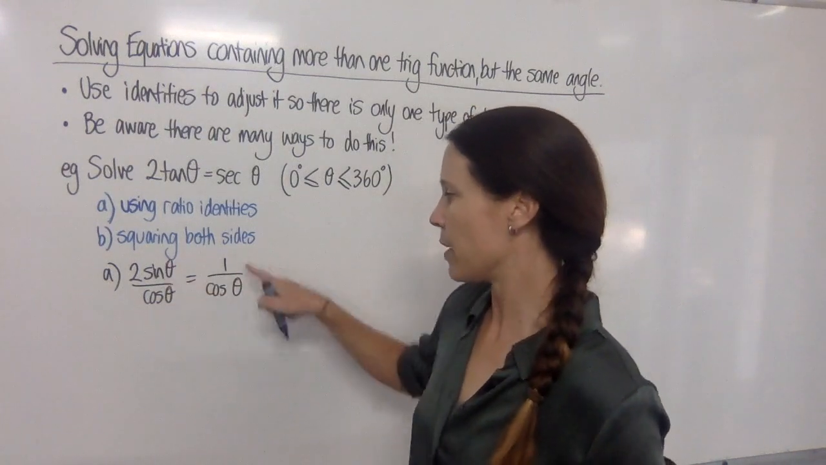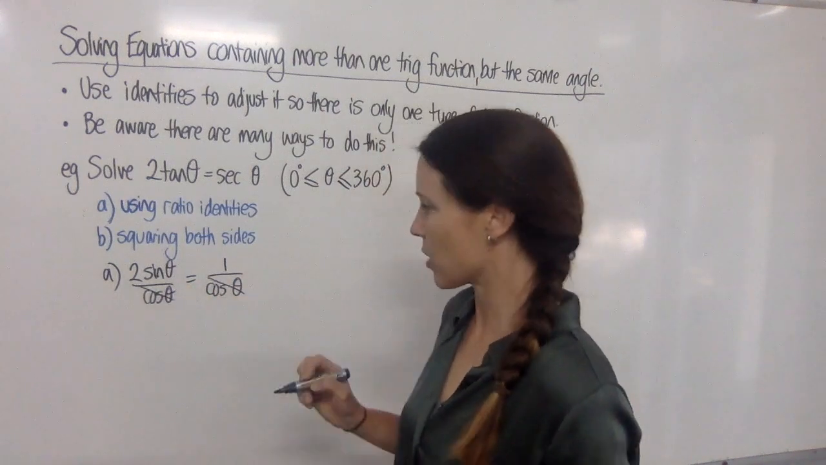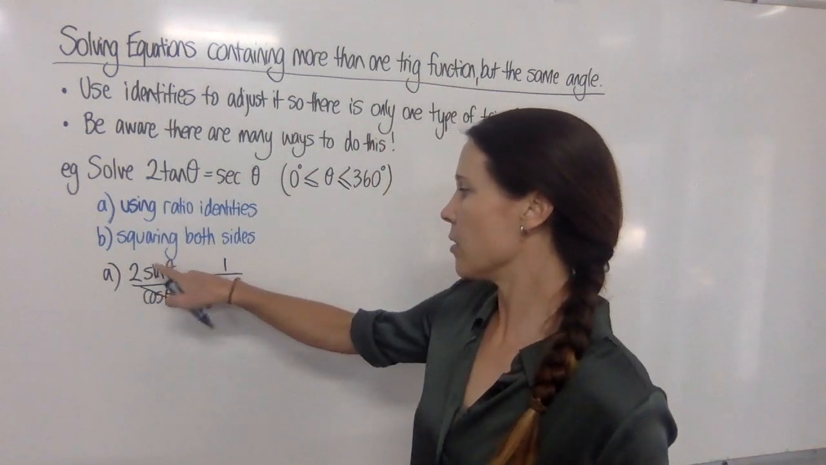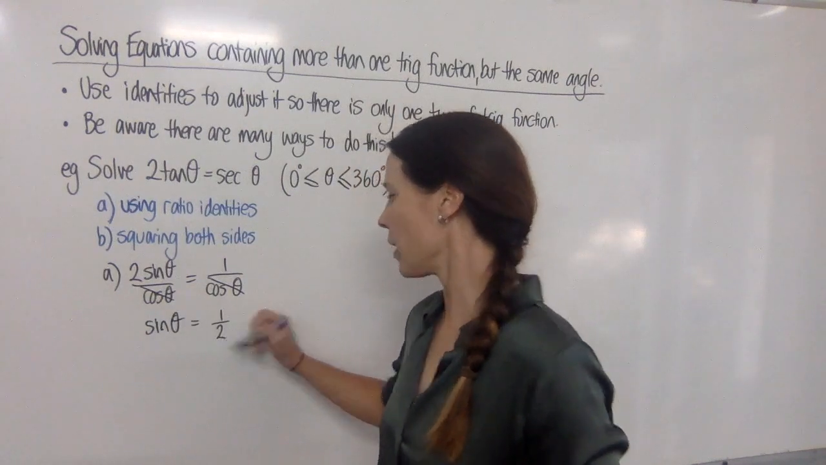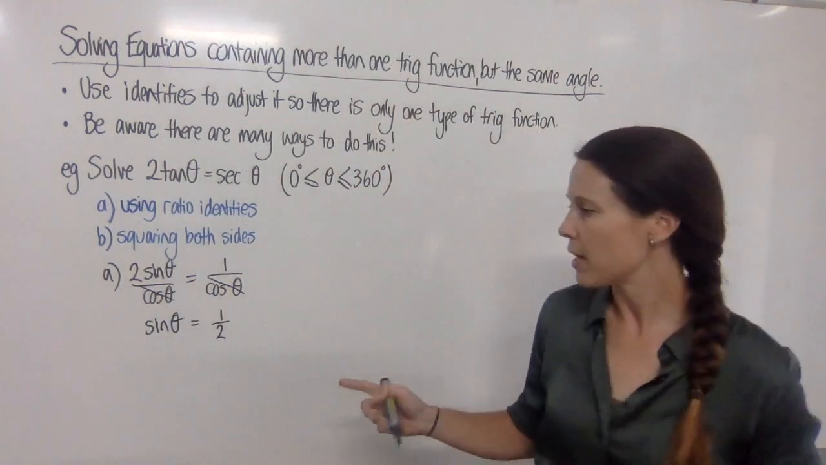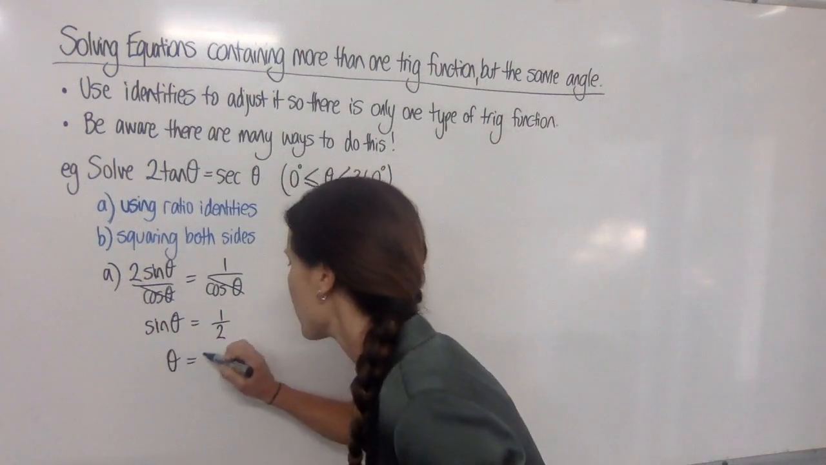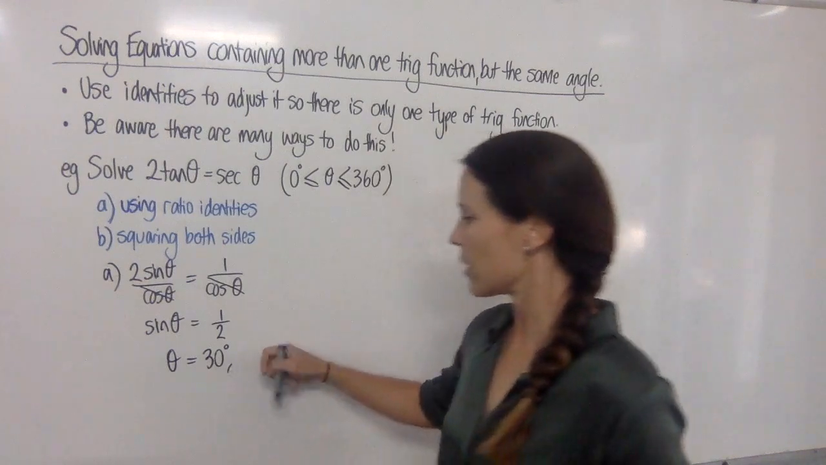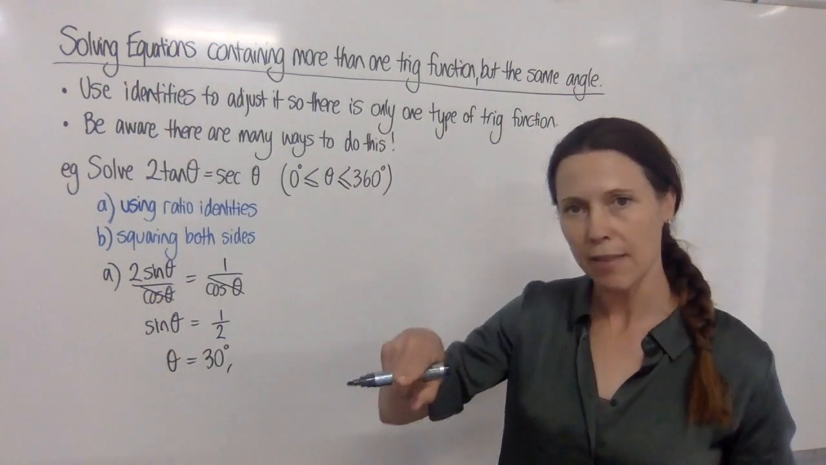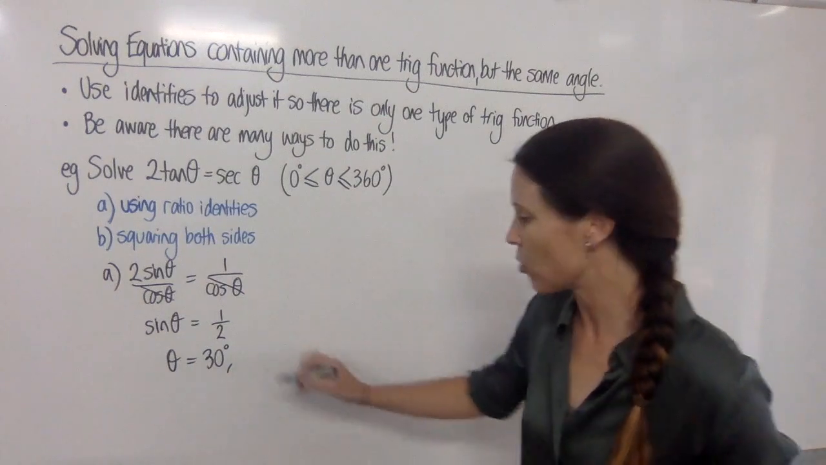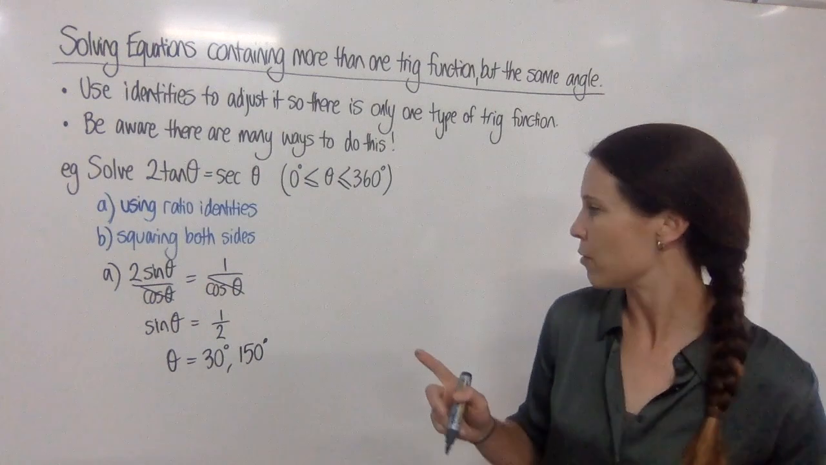Now, if they're both over cos theta, we can multiply both sides by cos theta and pretty well just get rid of that. And so now, dividing both sides by 2, I can see that sine theta is equal to 1/2. Now that's a familiar one to me. I know that the sine of 30 degrees equals 1/2. So theta could be 30 degrees. That's my first quadrant answer. But I know that sine of an angle is also positive in the second quadrant. So I need the second quadrant answer, which will be 180 degrees minus 30, and I get 150.